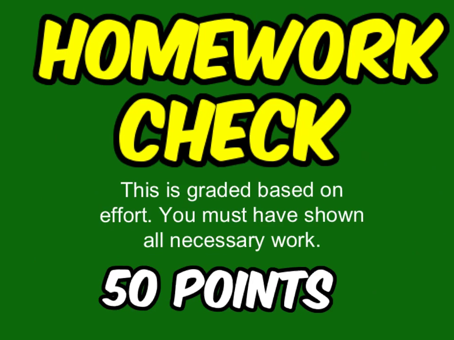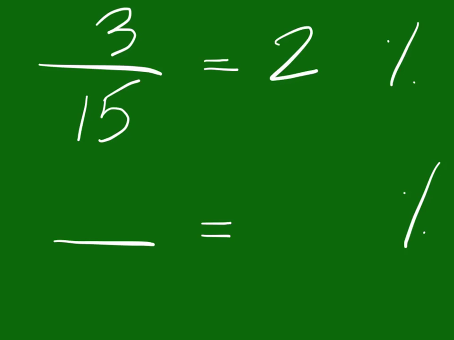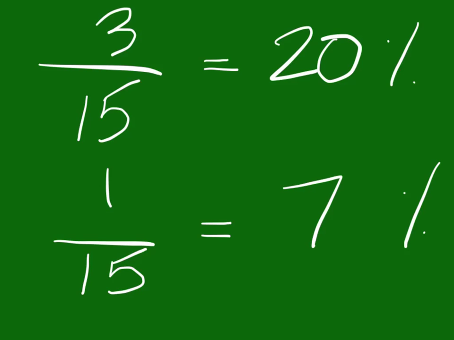On the homework check today, you have two different things, and the first one we're going to look at will be the homework from Friday. On the first one from Friday, it was 3 out of 15, which reduces to 1 over 5. That's 20%. On the one from yesterday, we have 1 out of 15, which would be 7%.